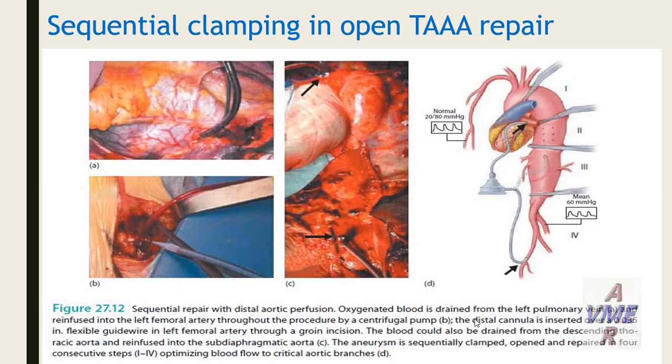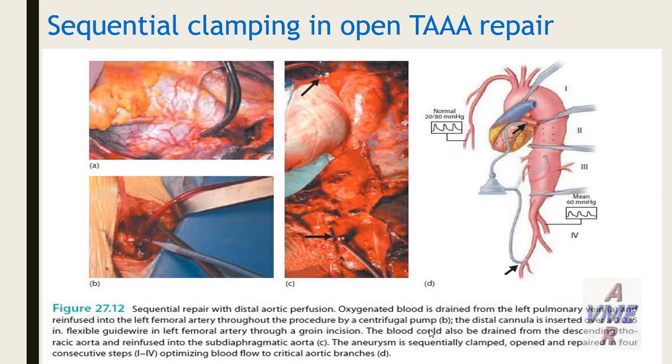Oxygenated blood is drained from the left pulmonary vein and reinfused into the left femoral artery through the procedure by a centrifugal pump. The distal cannula is inserted over a 0.035 inch flexible guide wire in the left femoral artery through a groin incision. The blood could also be drained from the descending thoracic aorta and reinfused into the subdiaphragmatic aorta. The aneurysm is sequentially clamped, opened, and repaired in 4 consecutive steps, optimizing blood flow to critical aortic branches.